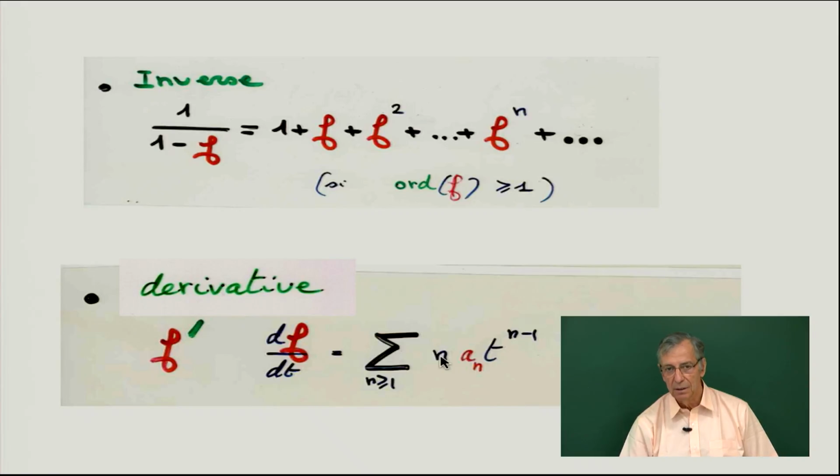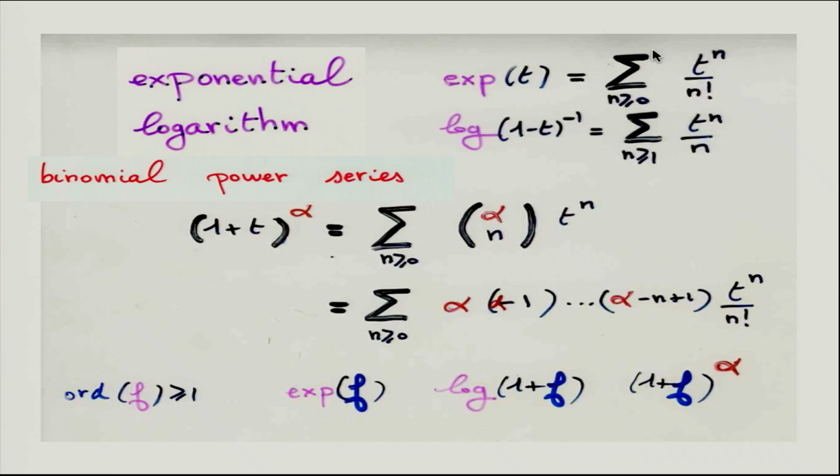And there are other classical definitions, like the exponential and the logarithm. You can replace t by a power series, or use the binomial coefficient: you can take (1 plus t) to the power alpha, for alpha any number. It can be an integer or a rational number. Formally you write this. Exponential, logarithm, power, all these classical operations in analysis or on polynomials, you can do them in formal power series, but there is some condition to be able to define them. For example, for the exponential of f, the constant term of f must be non-zero.